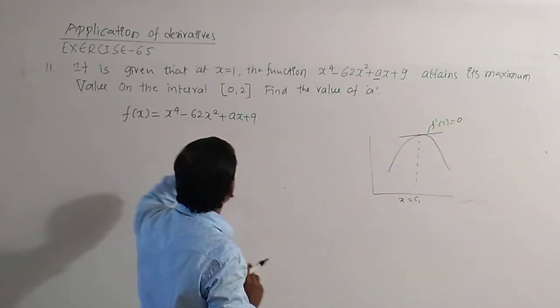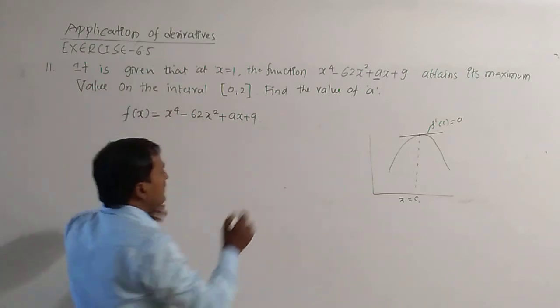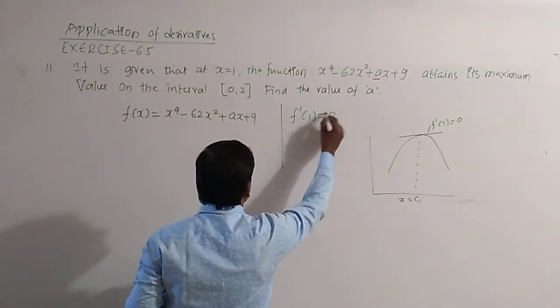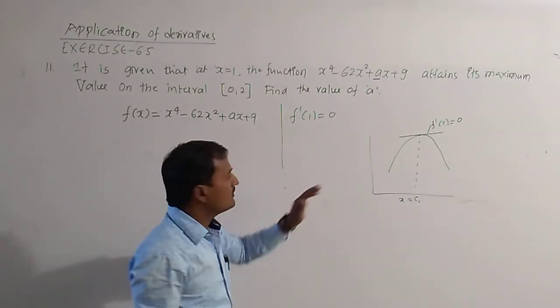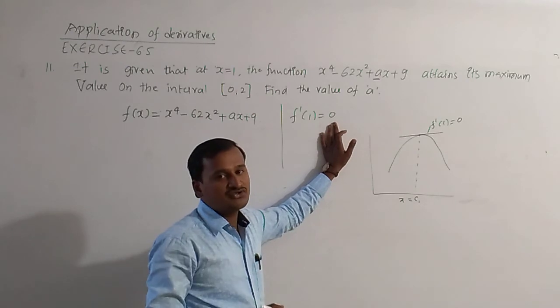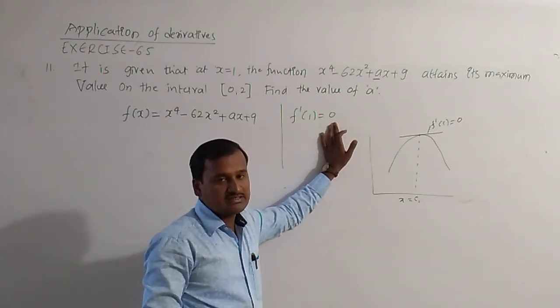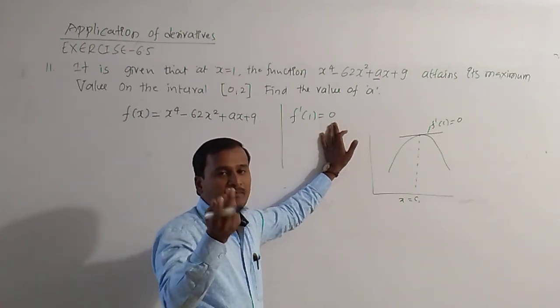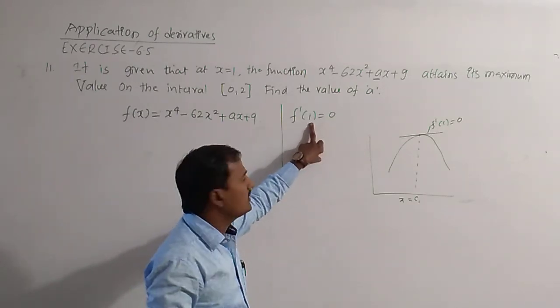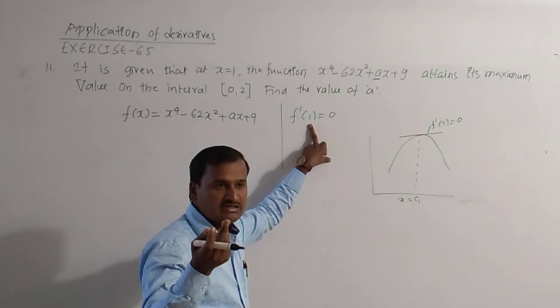So in this problem also, what have they given? They have given f dash of 1 equal to 0. They have given f dash of 1 equal to 0. It means that the given function f of x attains its maximum value at the point x equal to 1. So at this point the function attains its maximum.